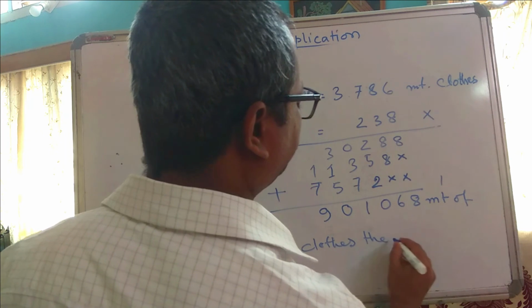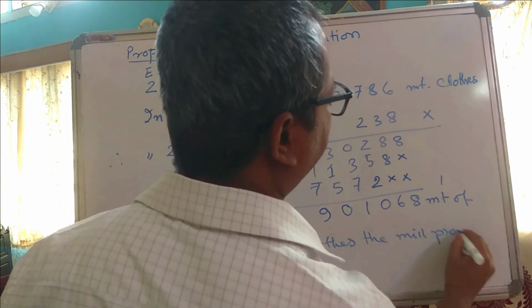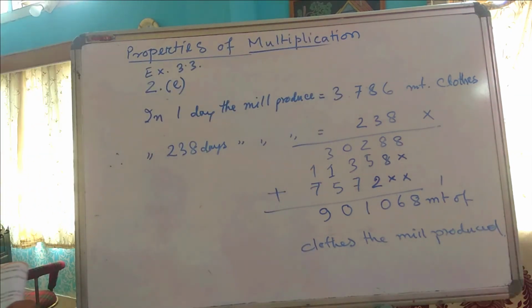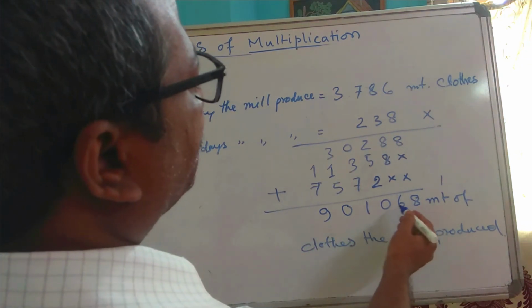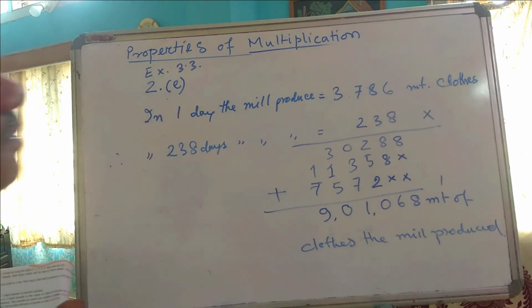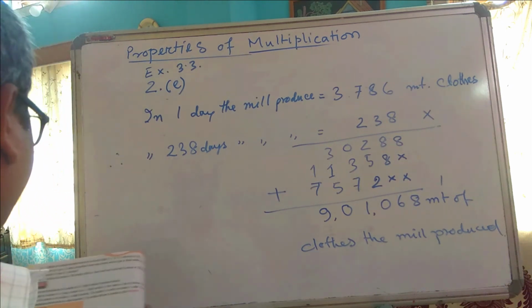Or you can write, in 238 days the mill produced 9 lakhs, 1,600 meters of cloth. In this way also you can write the answer.